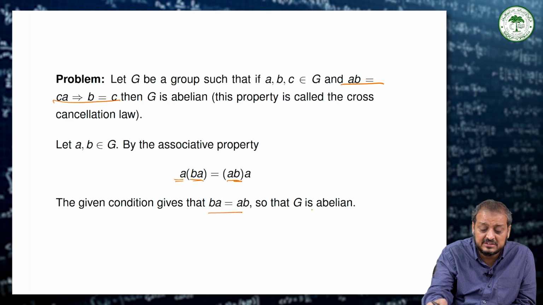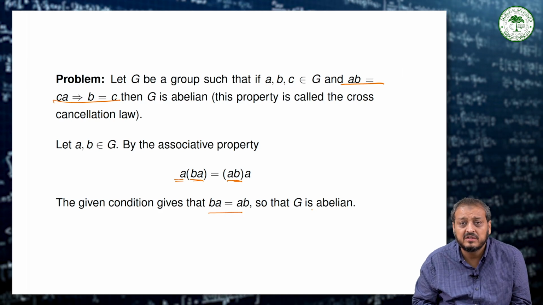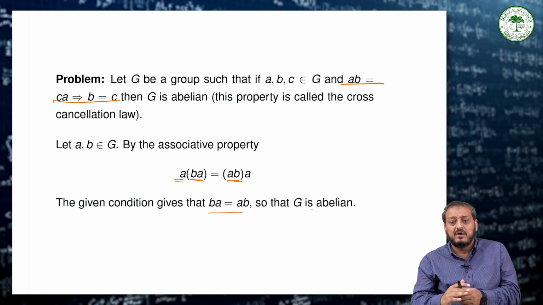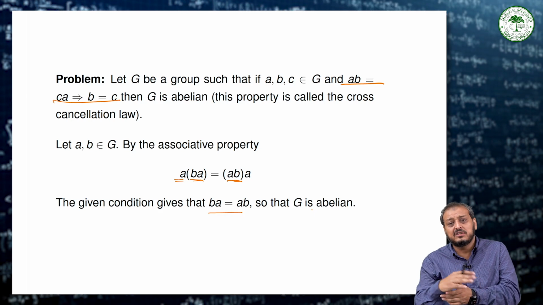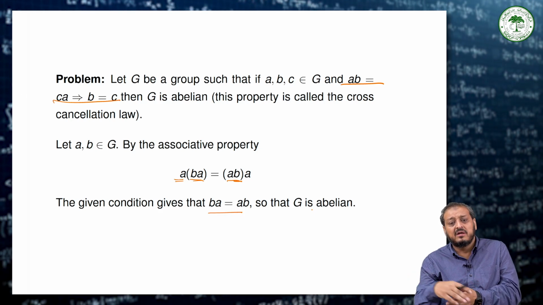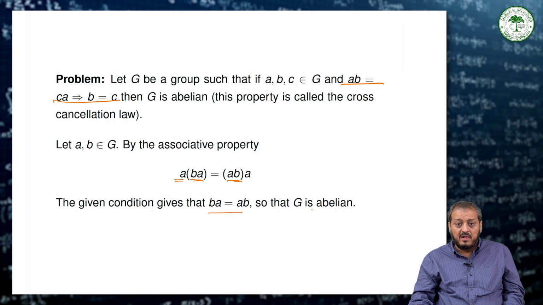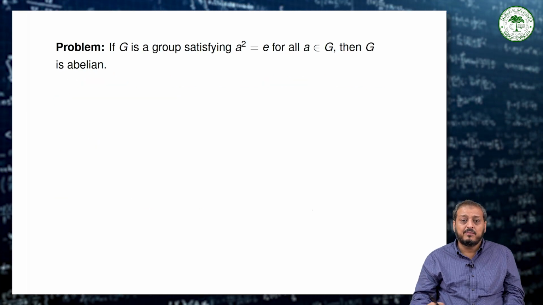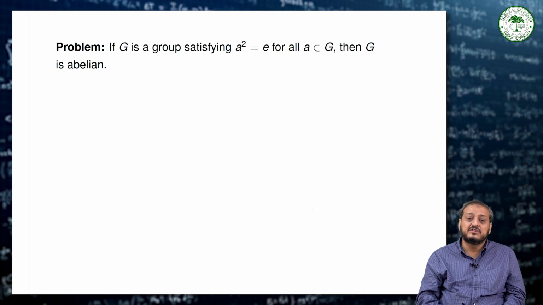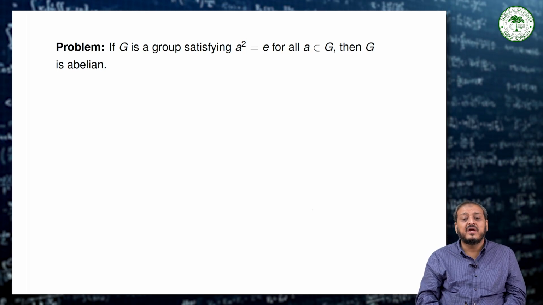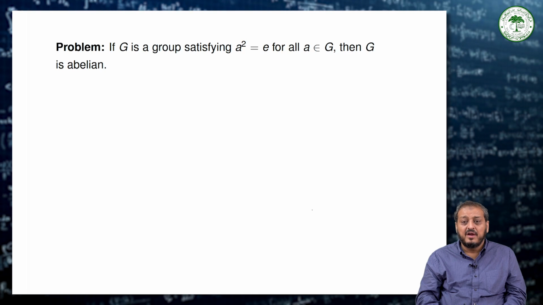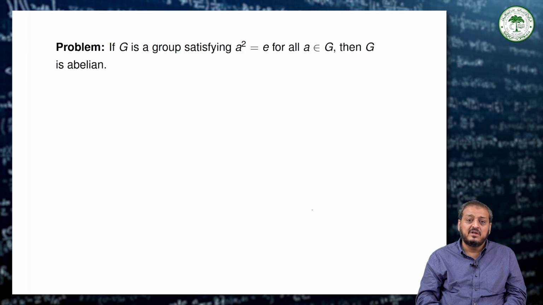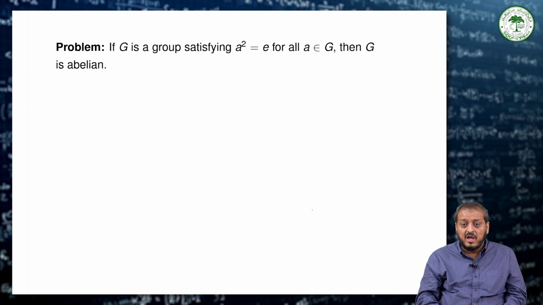We can say very trivially that if this cross cancellation law holds, then G is abelian. Okay, now we have to move to another problem, and that problem is this: if G is a group satisfying a squared equal to identity for all a that are elements of G, then G is abelian.